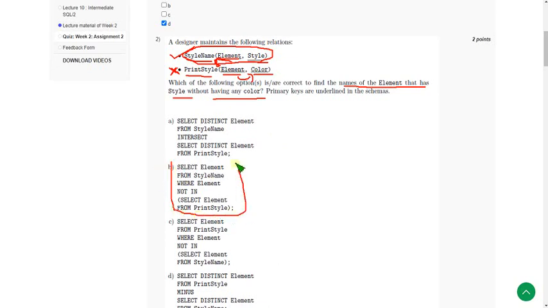Friends, most of these questions are tested, and the remaining 20-25% questions we can just see and tell by looking at the given options. In that way, the probable option could be option B, because here we are selecting the element from style name, that means the first table but not in the second table. So second answer could be option B.